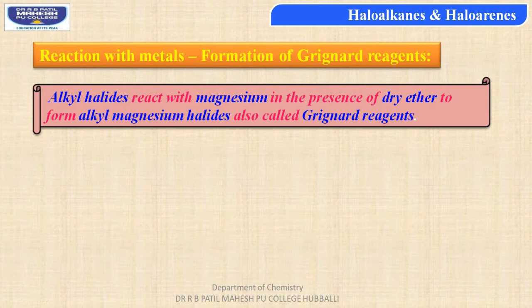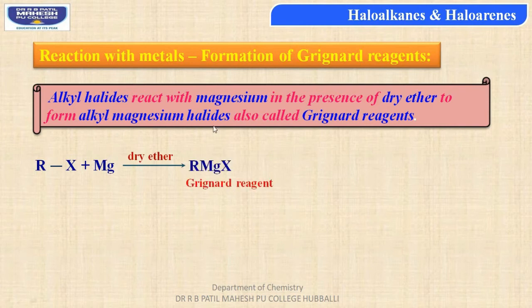For the formation of the Grignard reagent, students, alkyl halides, that is RX, can react with magnesium in the presence of the solvent dry ether to form alkyl magnesium halides, which are nothing but Grignard reagent. Let us consider the reaction when alkyl halide RX reacts with magnesium Mg in presence of dry ether. We get RMgX, that is Grignard reagent.